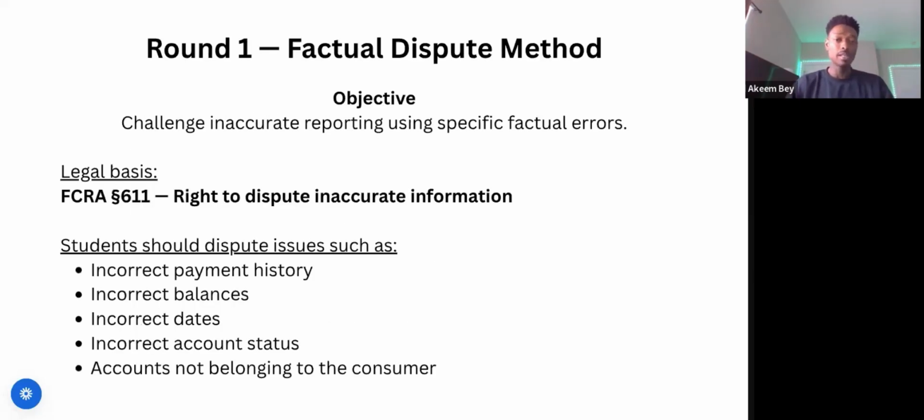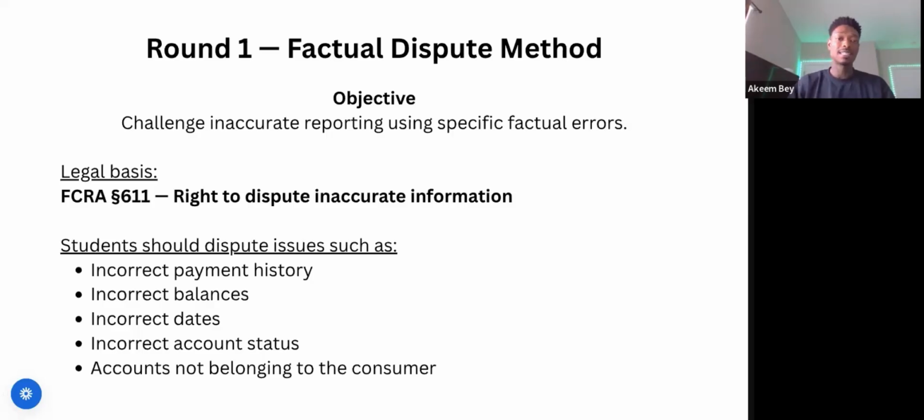So round one is the factual dispute method, right? The objective is to challenge inaccurate reporting using specific factual errors, right? We're not just claiming we don't owe the account or that the account doesn't belong to me. None of that stuff really works, right? And the legal basis for this is under the FCRA Section 611, which is your right to dispute inaccurate information. So you want to dispute issues like the incorrect payment history, incorrect balances, any incorrect dates, any incorrect account statuses, and accounts that might belong to someone else.